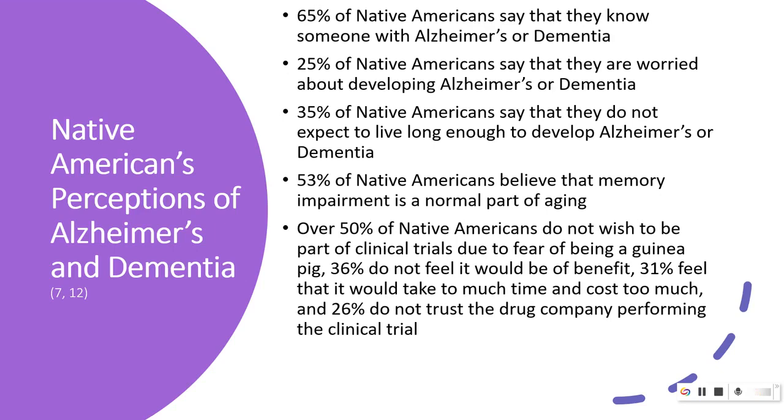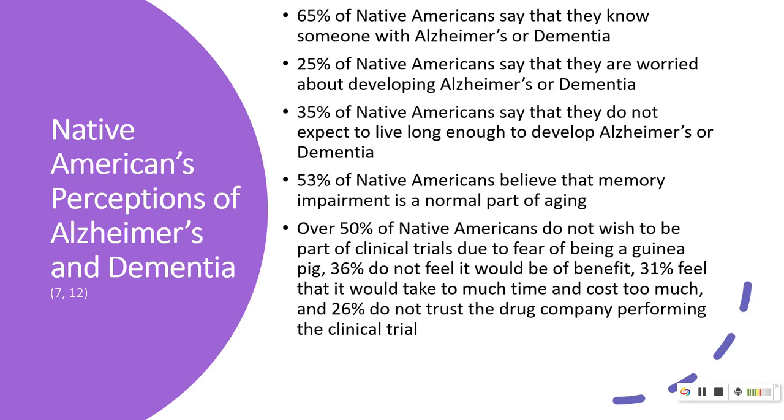25% of Native Americans are worrying about developing some type of dementia or Alzheimer's. 35% of Native Americans say that they don't think they're going to live long enough to develop Alzheimer's or dementia, which I think is kind of interesting. A common misconception, and I think this is true across the board, is that memory impairment is a part of aging. We find that 53% of Native Americans believe this to be true.